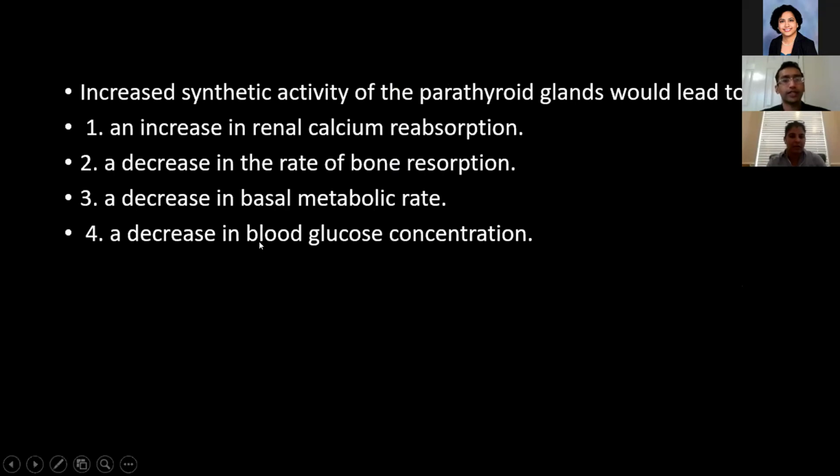Another quick question, and this is an easy one. I don't have to solve it with you. You know the answer already. Increased synthetic activity of parathyroid hormone will lead to... so parathyroid increases the calcium in the blood. It increases release from the bones. It increases reabsorption from the kidneys and absorption from the intestine. So the answer is an increase in the renal calcium reabsorption.